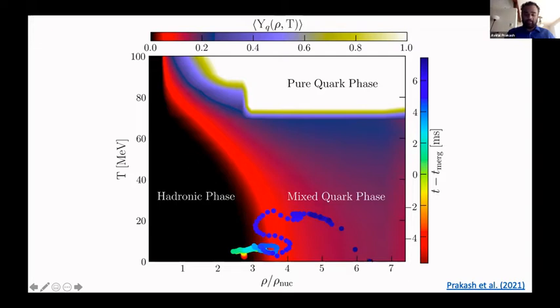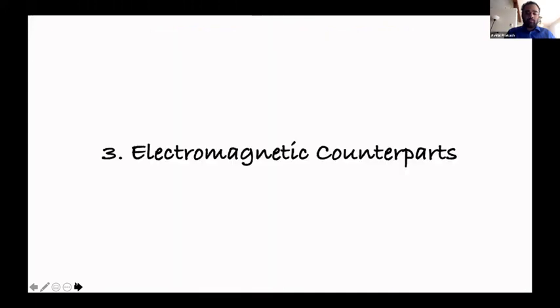Okay, so now let me switch gears again and move towards the final part of my talk. This will be on signatures of electromagnetic counterparts.